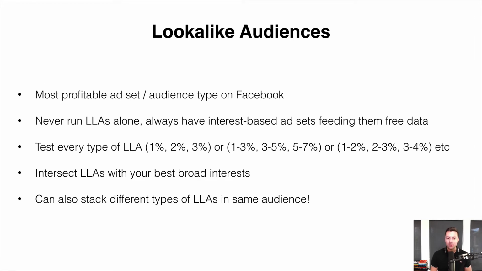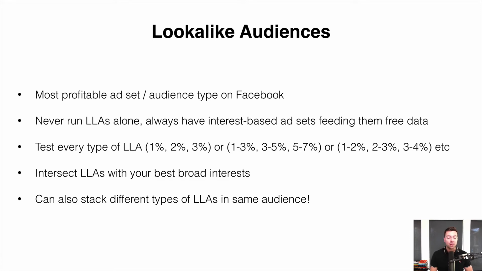Then what you can also do, if the lookalike doesn't work by itself wide open, you can actually intersect with your best broad interests. So for example, if you were selling a fishing product, you could have a 1% lookalike, people who visited the product page, and intersect that with people who like fishing. Now your audience is going to be a lot smaller, but a lot more targeted, and that should work incredibly well.